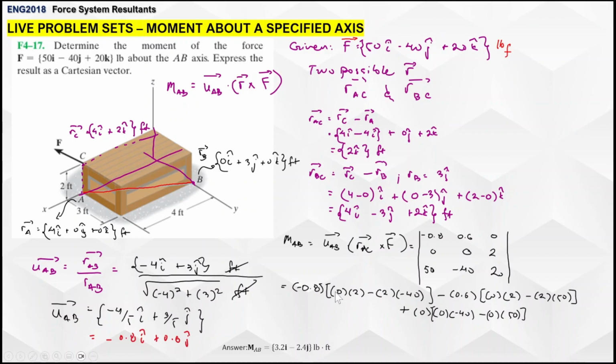And all you have to do now is just expand them, just like so. So negative 0.8, it's going to be 0 times 2 minus the product of 2 times negative 40, negative sign, 6.